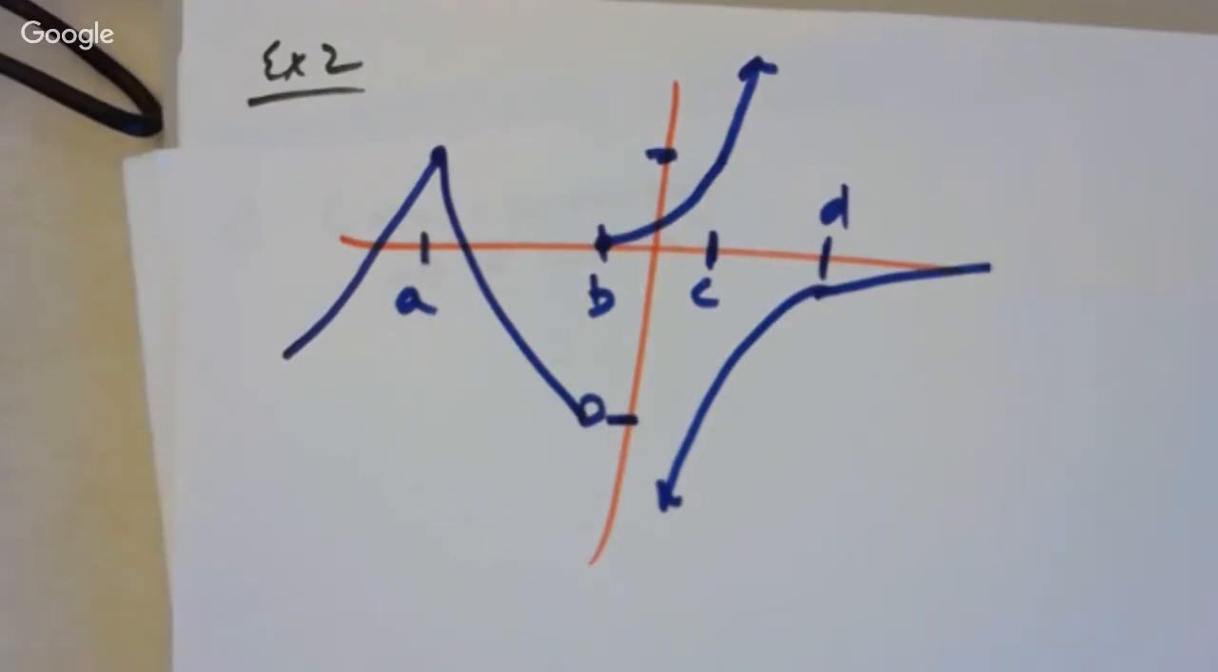Because what is the slope of your tangent line going to be right here? Well, no. What are the slopes of your tangent lines going to be here? I can't tell you the number, but I can tell you they're what? Positive. And then here, they're negative. Okay, what's wrong with that?